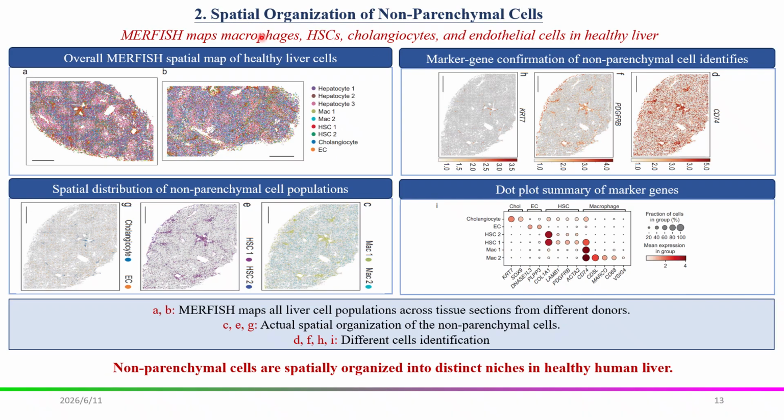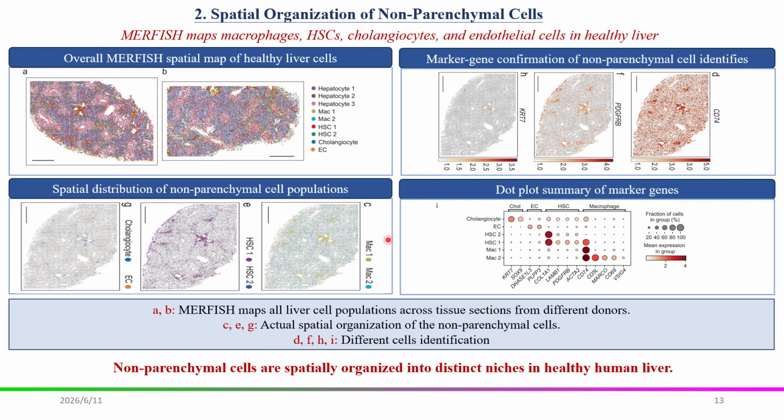This slide shows the spatial organization of non-parenchymal cells in healthy liver. Non-parenchymal cells are the supporting and immune-related cells of the liver. Here, the authors focused on macrophages, hepatic stellate cells, cholangiocytes, and endothelial cells. In panels A and B, MERFISH maps all major liver cell populations across tissue sections from different donors. In panels C, E, and G, the authors show where the non-parenchymal cells are located in the tissue. Macrophages, HSCs, cholangiocytes, and endothelial cells show different spatial patterns.